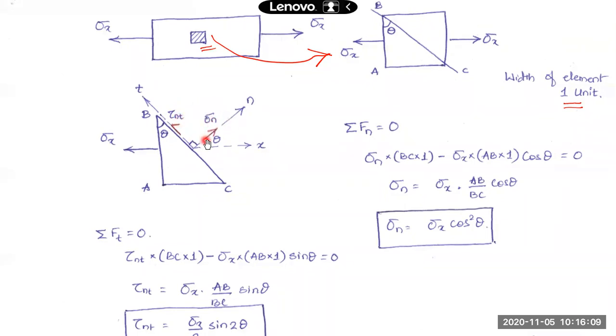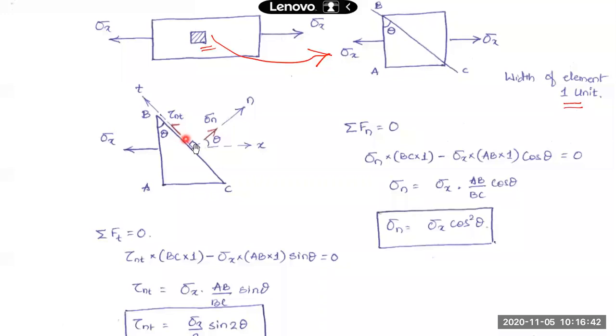For that, we'll consider the equilibrium conditions along two directions. One is the n direction, which is perpendicular to our plane BC, the normal direction. The other is the tangential direction. N and T represent two axes, one normal to the plane BC and the other tangential to it. So I have considered these two directions.